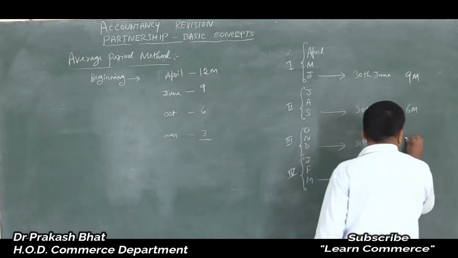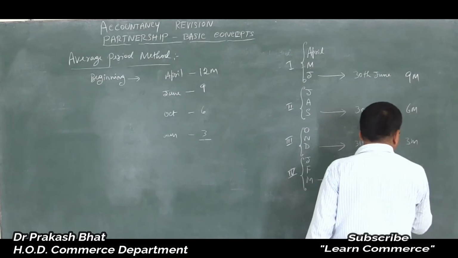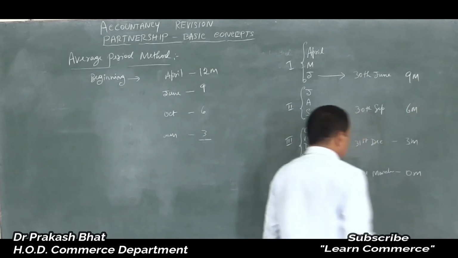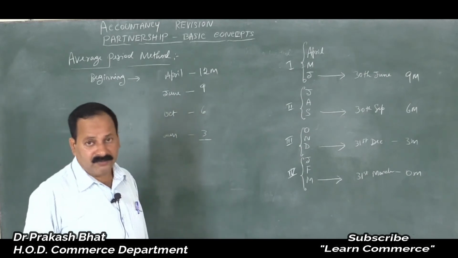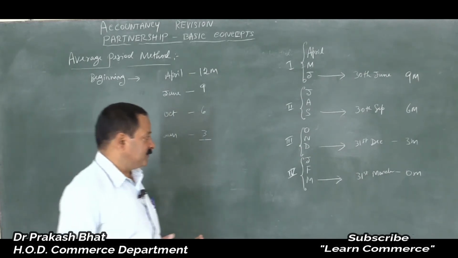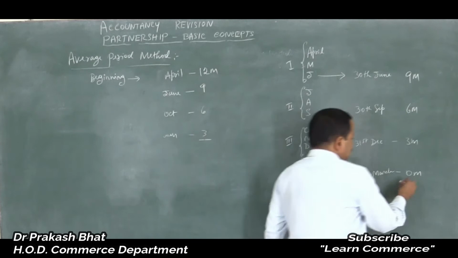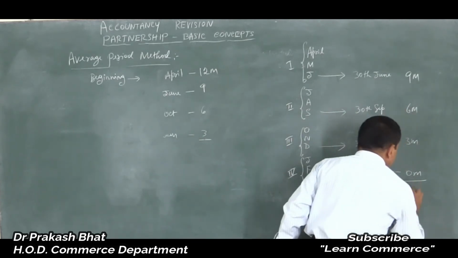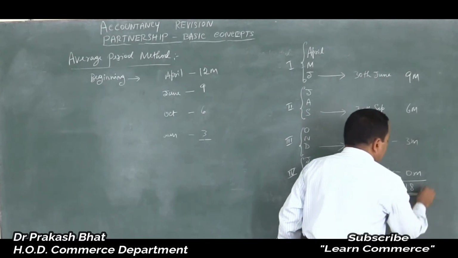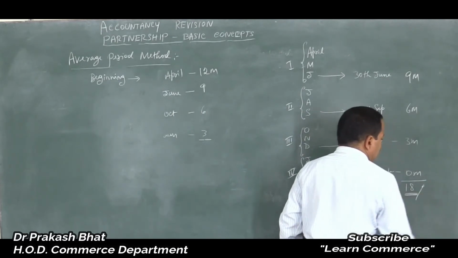Here 3 months and here 0 month, because 31st March to 31st March means 0 month. Don't write 1 month. Okay? It's a 0 month. Add these together, friends. 9 plus 6, 15 plus 3, 18, right? 18. Divide this by how many withdrawals are there?